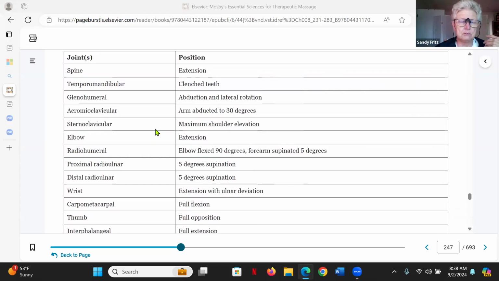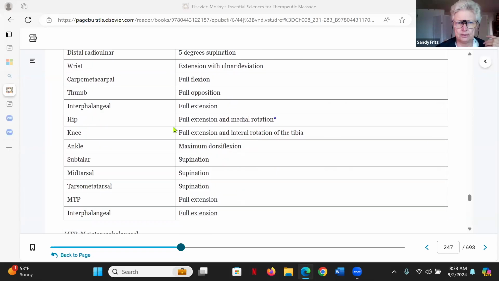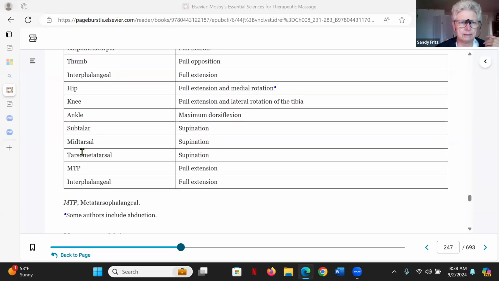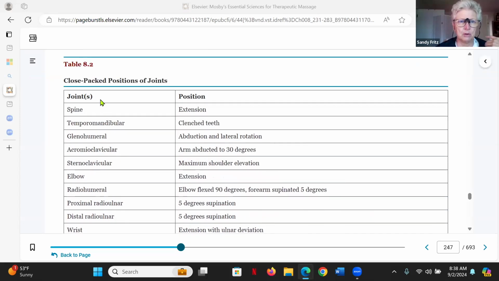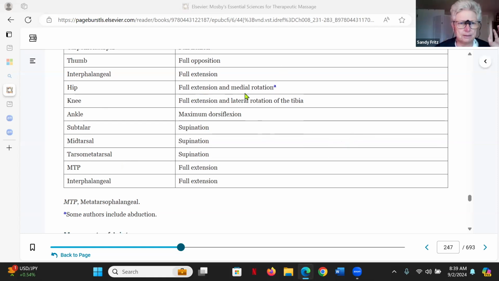The way to get a sense of this is to actually move yourself and go, okay, subtalar loose pack position, closed pack position here is supination, or inversion, eversion, that area right there, or the hip, full extension and medial rotation. Actually move yourself through these.